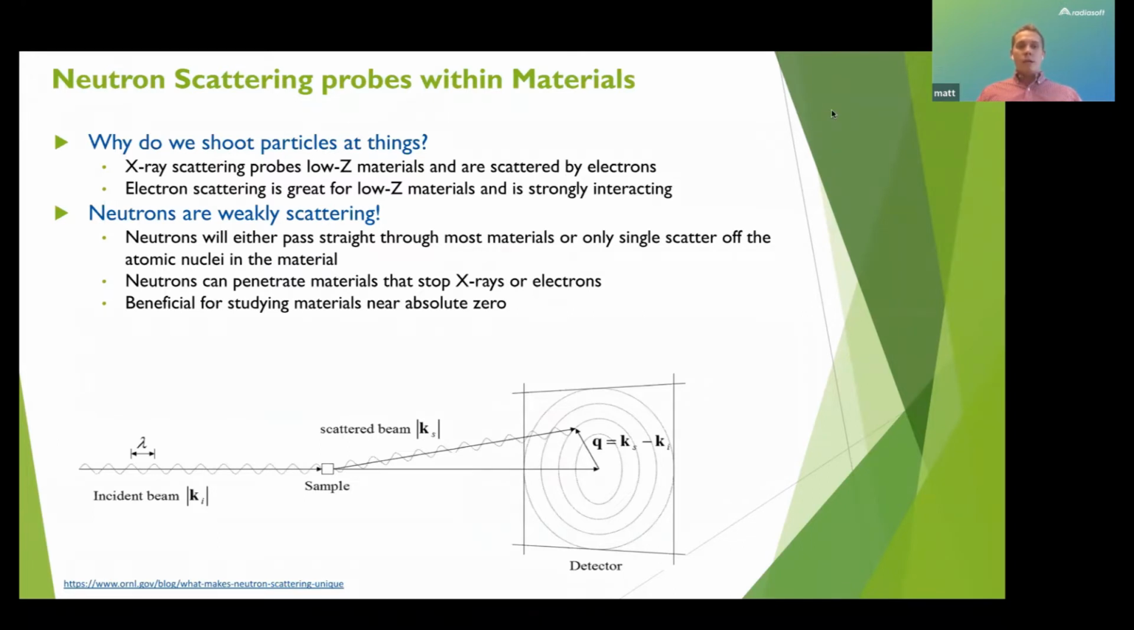Other particles, so we can have an electron scattering experiment, which is also good for low Z materials, and it's actually quite strongly interacting, so it can probe the electron shell of different materials. But these are not always something you want. The benefits of neutrons are that they're weakly interacting. So neutrons will mainly either pass straight through the material you're going to be working with, or if they do scatter, they'll scatter with a single atomic nucleus and then move forward at an angle.